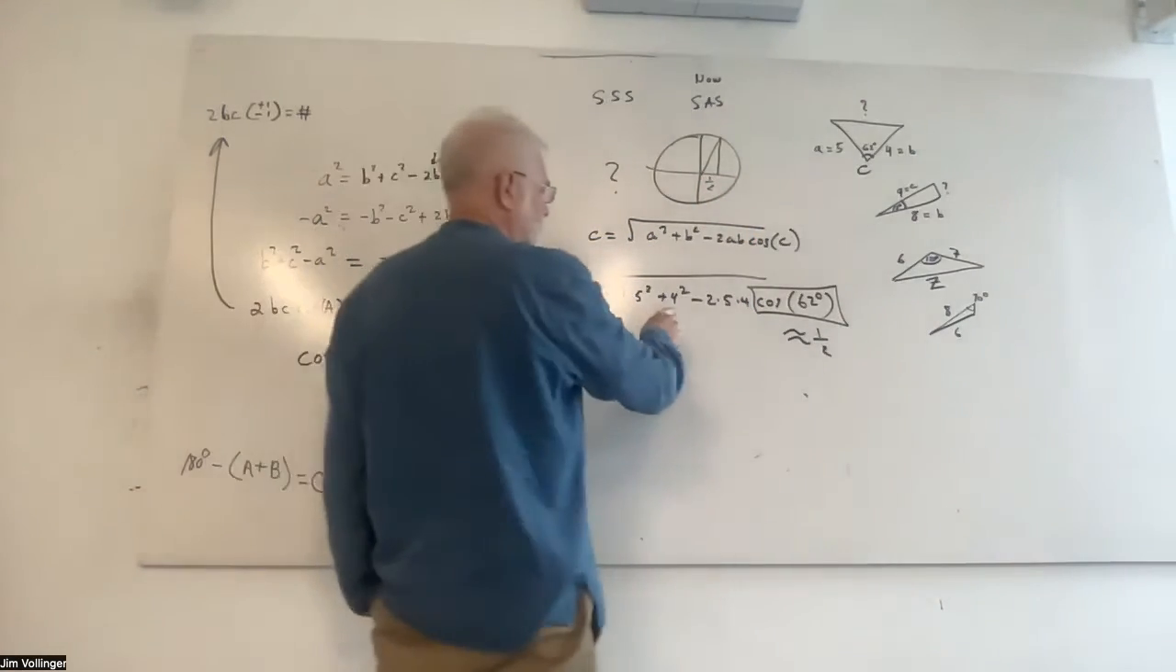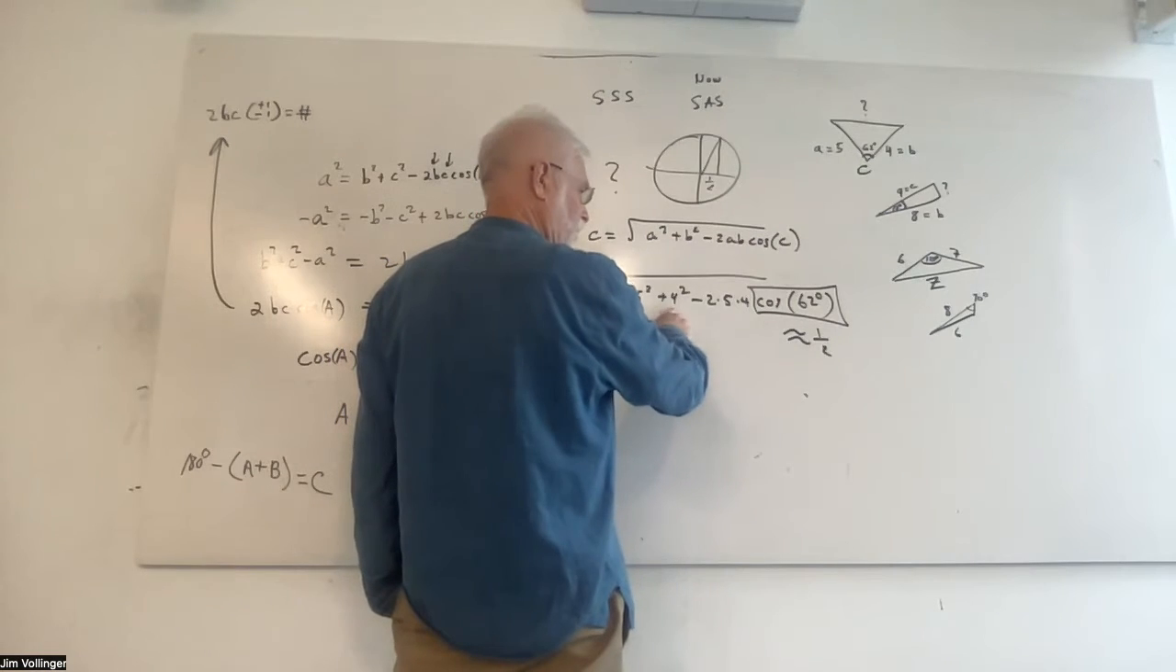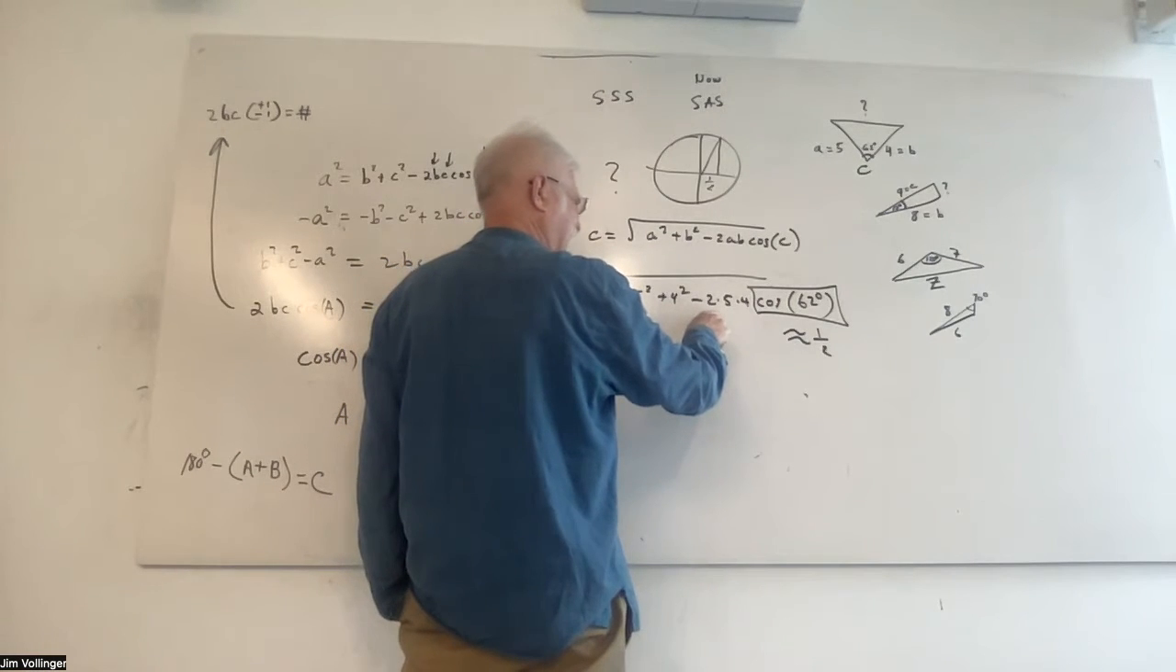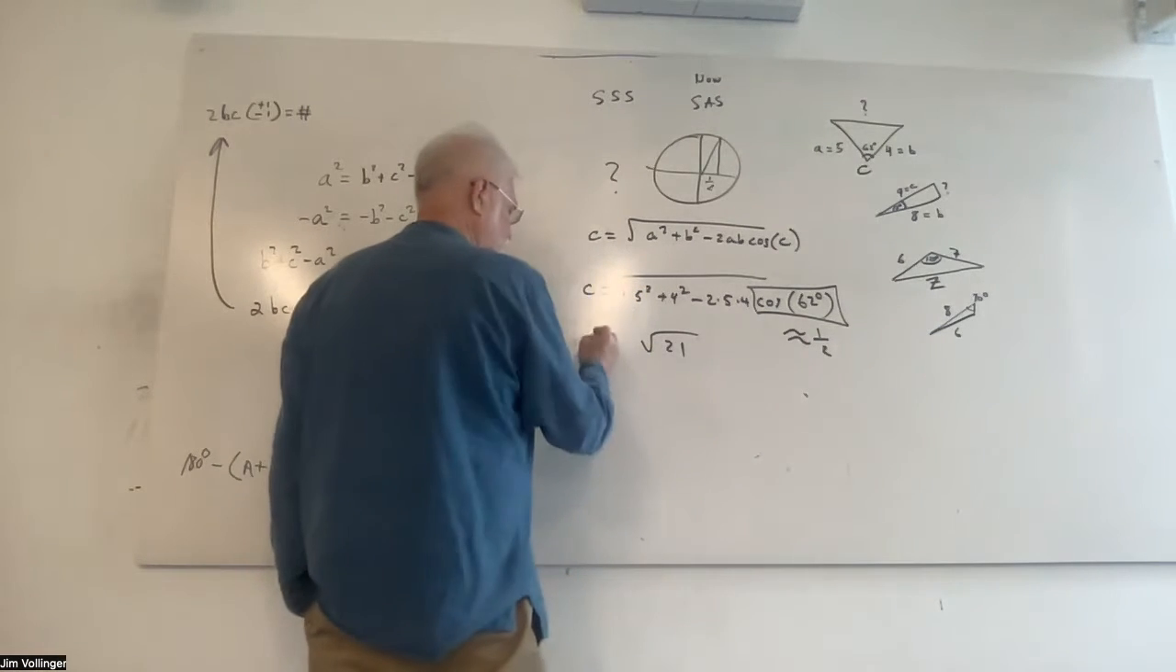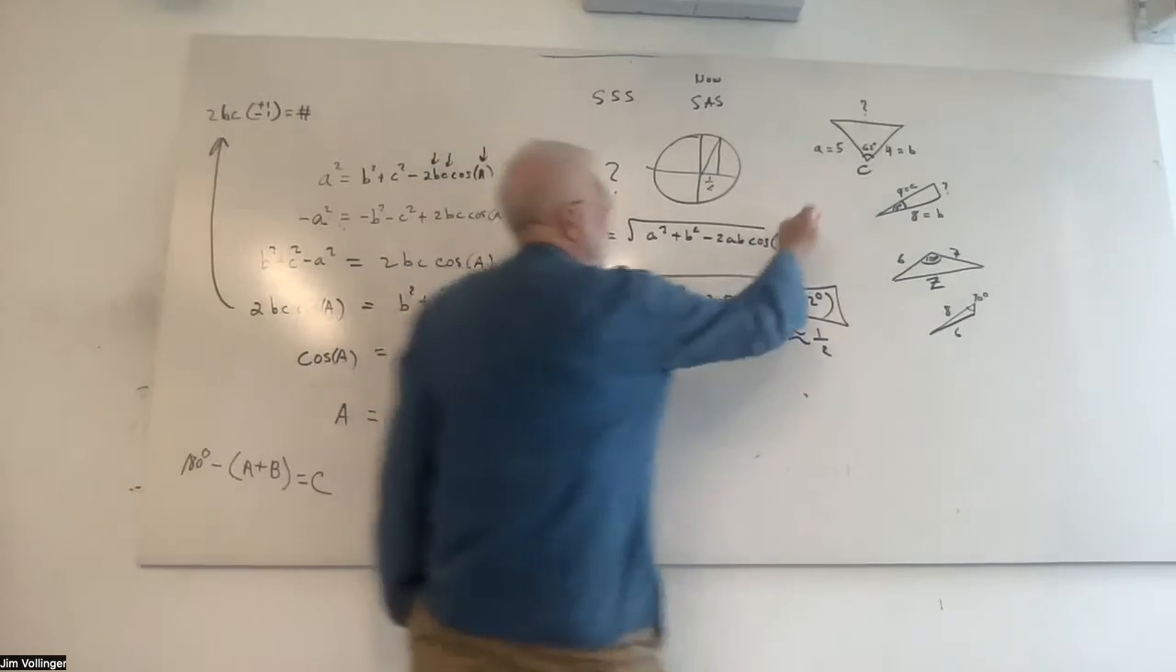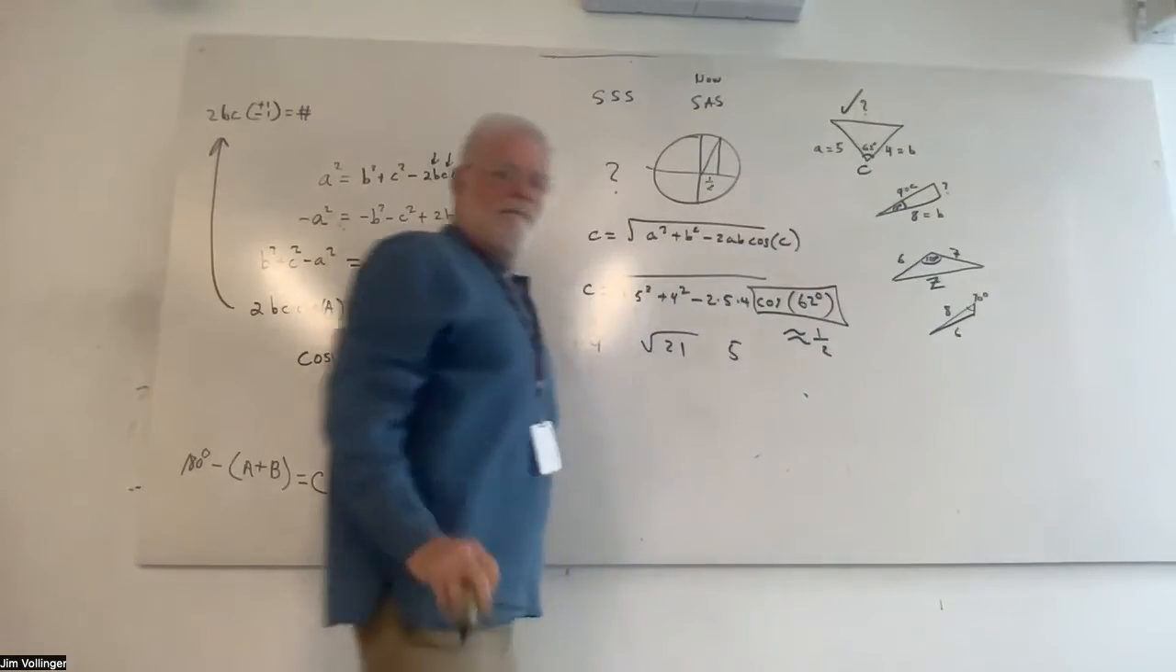So 25 and 16, 41. 41 minus 40 times a half. 41 minus 20, 21, square root of 21. Well, that's between 4 and 5. So bingo. Gives us a nice value there.